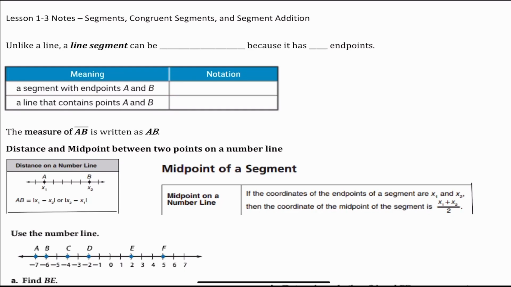Welcome back. Today we're going to be looking at Lesson 1-3 notes: segments, congruent segments, and segment addition. Unlike a line, a line segment can be measured because it has two endpoints. And that makes sense because a line extends forever in both directions. You cannot measure a line. But with a line segment, you can figure out the length from one point to another, and you can use something handy like a ruler to do so.